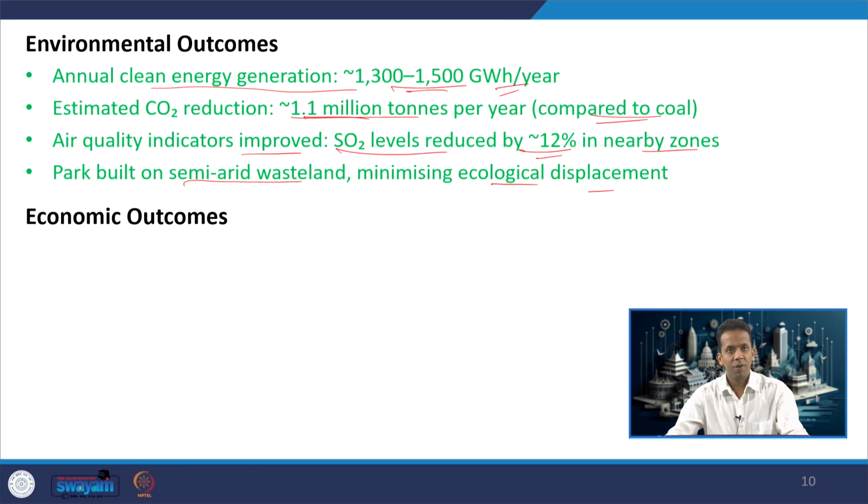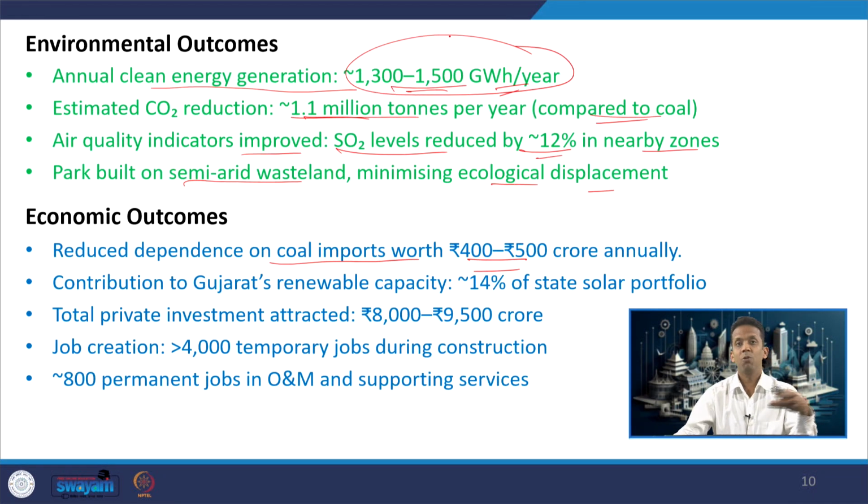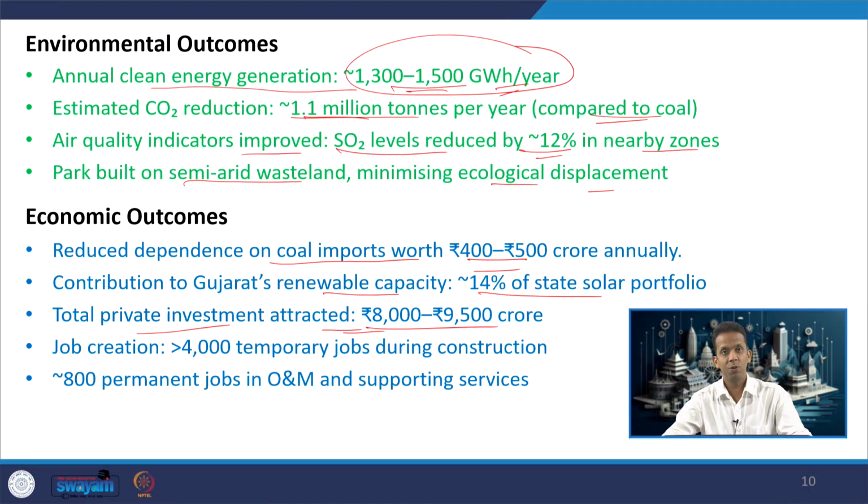The economic outcomes were that it reduced dependence on coal imports worth 400 to 500 crore annually. So, this was like an indirect saving, but it was worth 400 to 500 crore because of this much electricity generated from solar energy. We saved or reduced the coal imports worth this amount. Then contribution to Gujarat's renewable capacity, almost 14% of the state solar portfolio. Total private investment attracted was significant, like 8,000 to 9,500 crore in Gujarat for these solar parks.